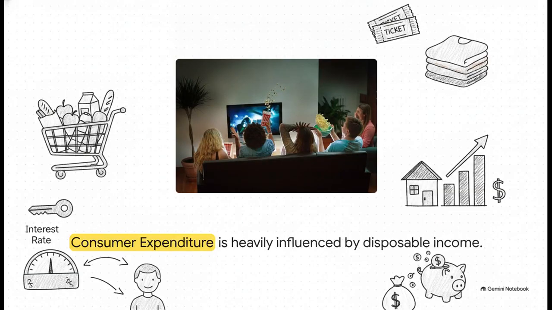So let's look at what each of these letters in the formula actually represents in the real world. First step is C for consumer expenditure. This is literally just you and me buying groceries, grabbing movie tickets, or shopping for clothes. The biggest factor here is disposable income, what you actually have left in your pocket after taxes. But there's also the wealth effect.